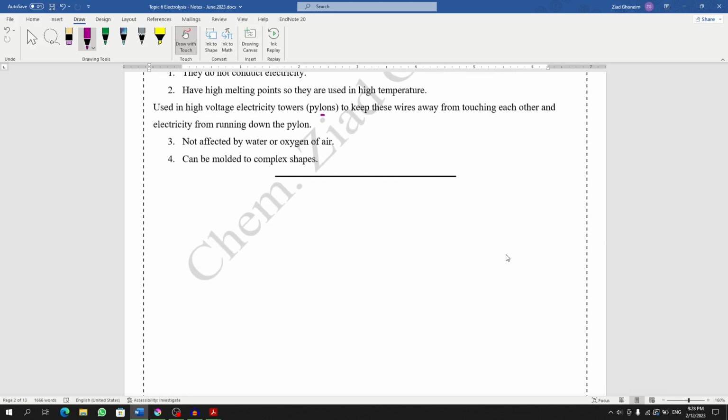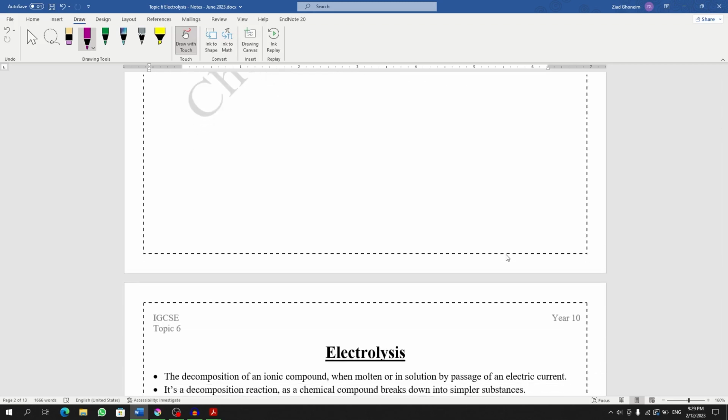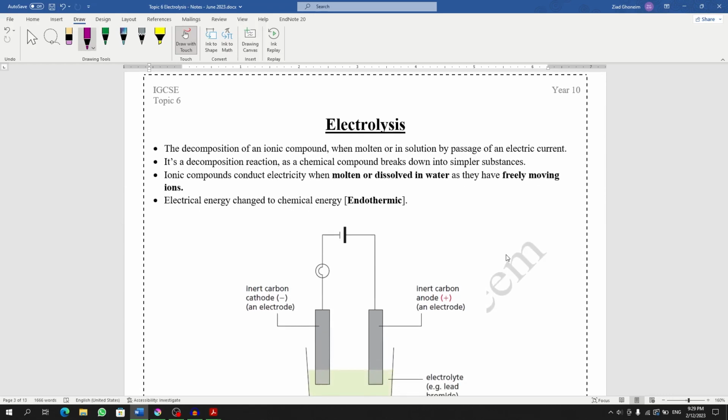So this was a quick introduction to the topic. Now let's talk about the main thing here, which is electrolysis itself. Electrolysis is the decomposition of an ionic compound when it's molten or in a solution due to the passage of an electric current. So we need to note that our ionic compound must be either molten or as a solution, dissolved in water in an aqueous form.